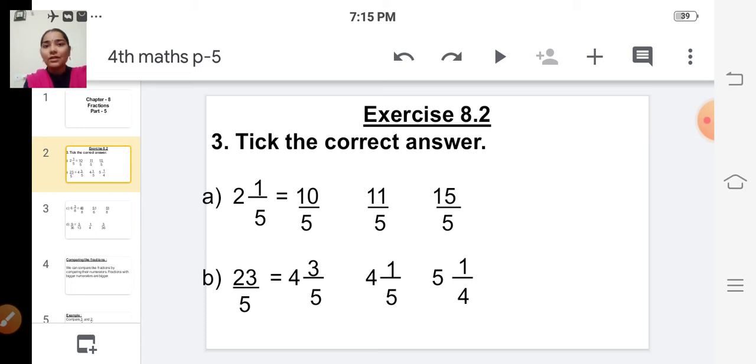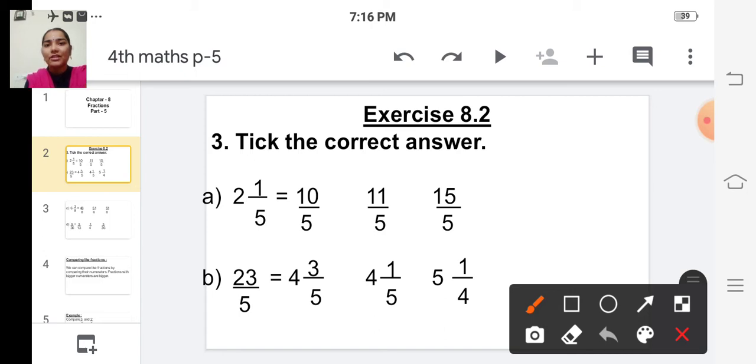So how to convert a mixed fraction into an improper fraction? Whole number into denominator plus numerator, divided by denominator, isn't it? That is the formula for converting mixed fractions into improper fractions. Whole number into denominator plus numerator divided by denominator. That is the formula we have learnt in the previous class, isn't it?